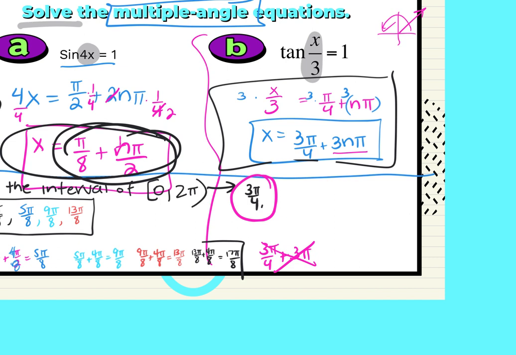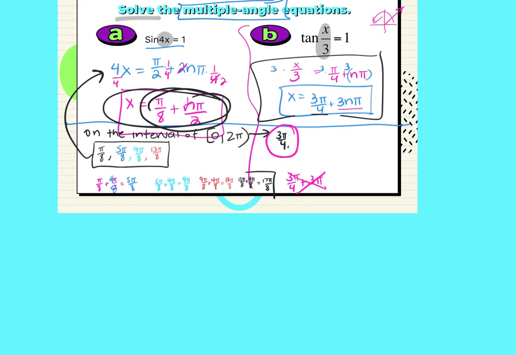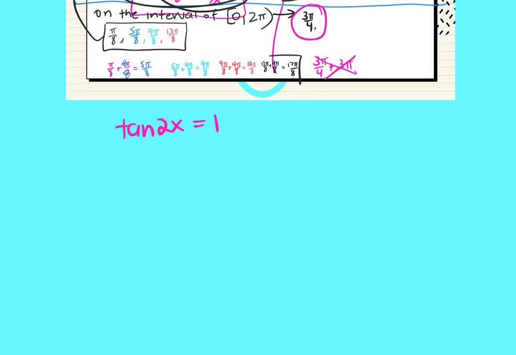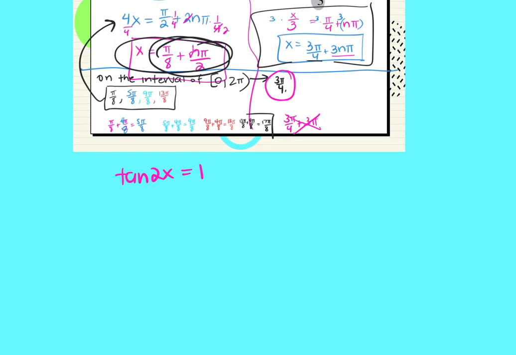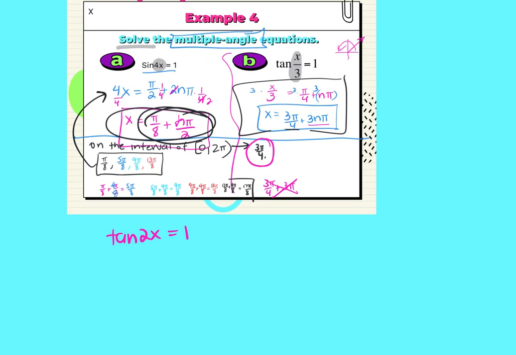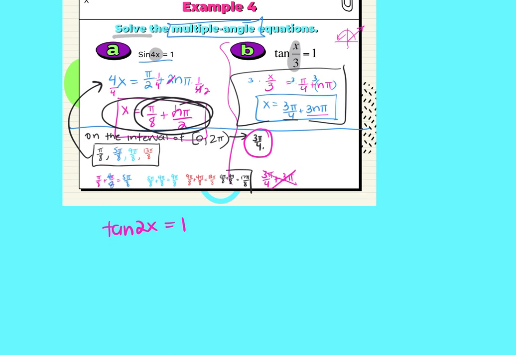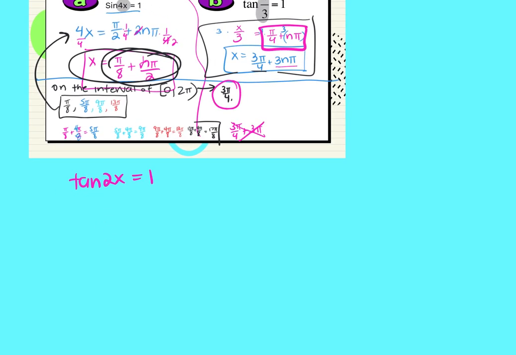Not x over 3. So not tangent of x over 3. Oh, okay. Does that make sense? If it was tan of 2x, let's just say that. Let's say it's tan 2x equals 1, right? I would find the angle again, which is pi over 4. Yeah, that's one. It'd be pi over 4, and 2x would equal pi over 4 plus n pi. Then I would divide by 2. So multiply by a half, and I get x equals pi over 8 plus n pi over 2.